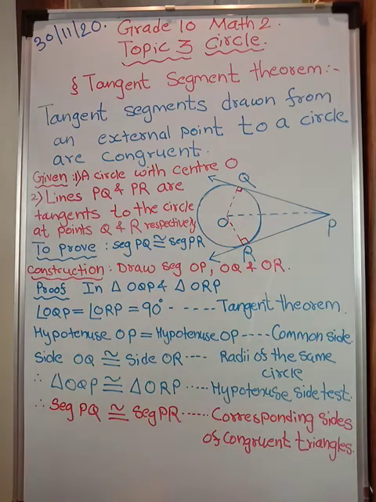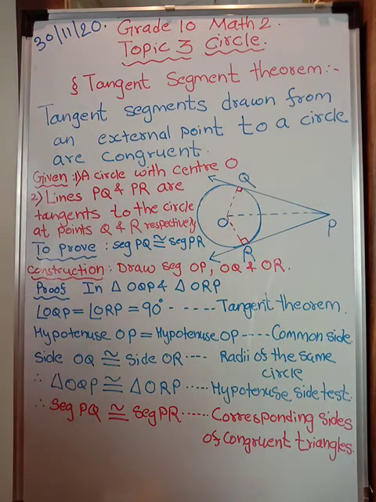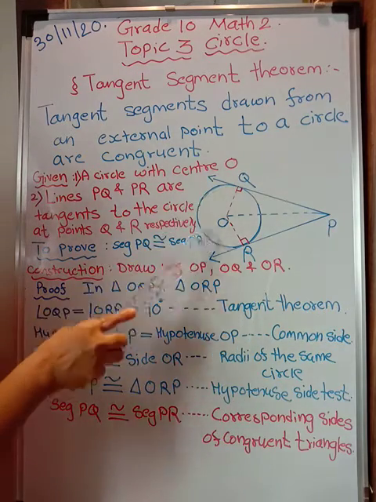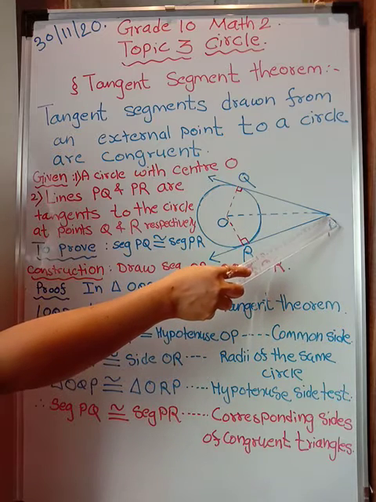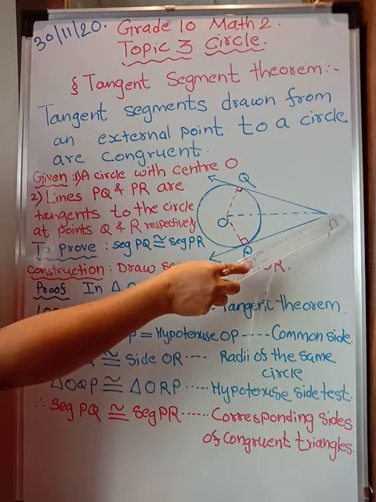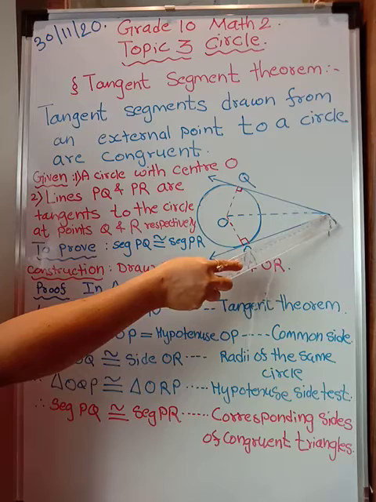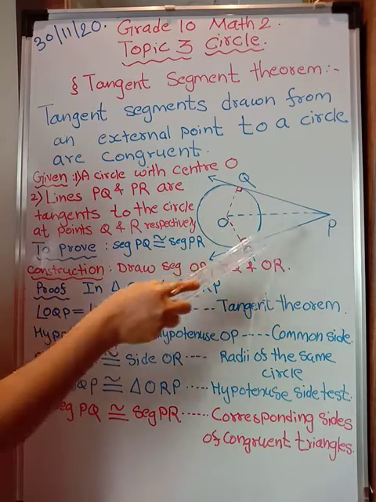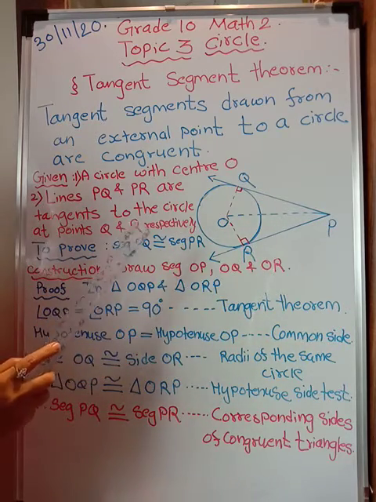Morning grade 10. Let's see a very important theorem from topic 3, and that is the tangent segment theorem. Now see students, this is a circle with center O. Point P is in the exterior of the circle. From point P, you can see there are two tangents PQ and PR. Now what is the theorem?